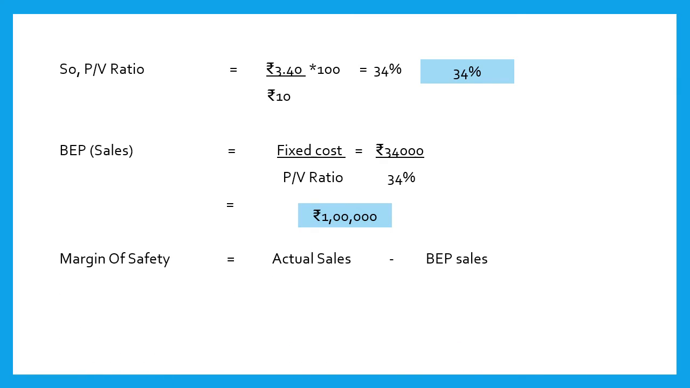And the next calculation is of margin of safety. Again we know the formula, actual sales minus BEP sales. So again actual sales as rupees 1,50,000 and just calculated BEP sales of rupees 1 lakh. In this way we can get the margin of safety of rupees 50,000. I hope you have understood this.